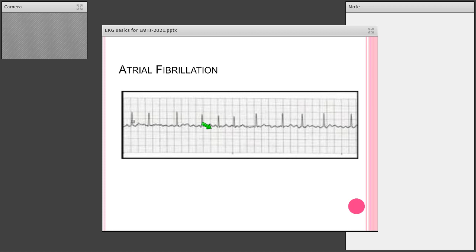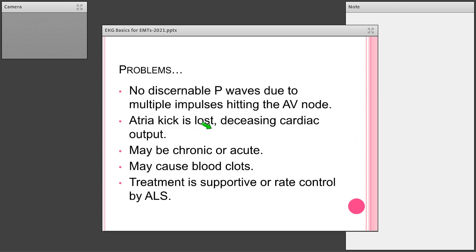If you introduce yourself and shake their hand and feel their pulse, you will feel it to be irregularly irregular. So we can't really accurately count a rate here either. You would have to palpate their pulse for a full minute to get an accurate rate. So in terms of AFib, there are no P waves that we can find.